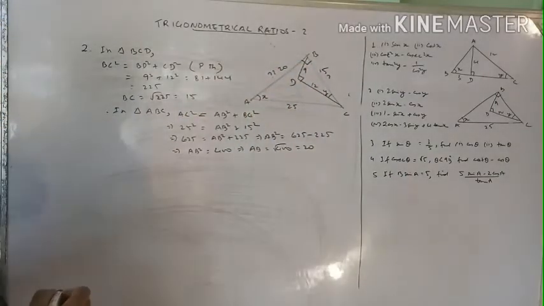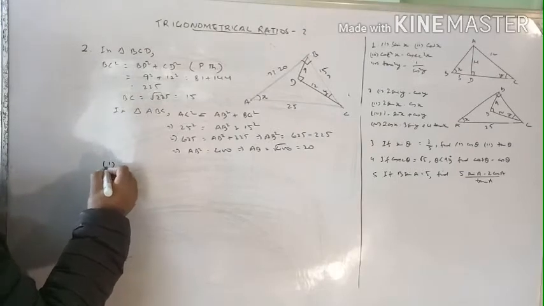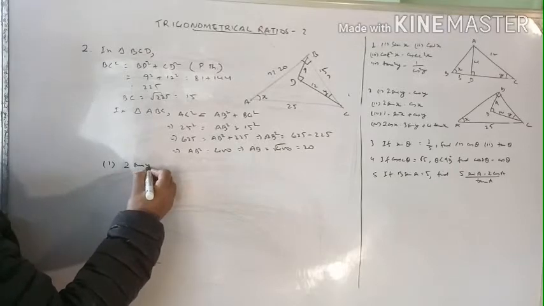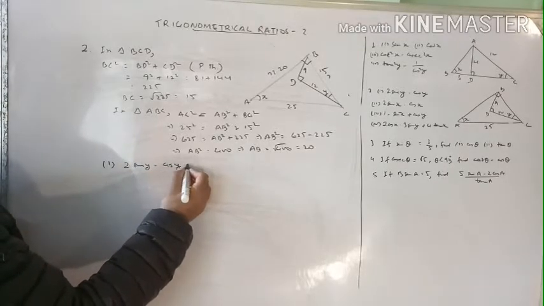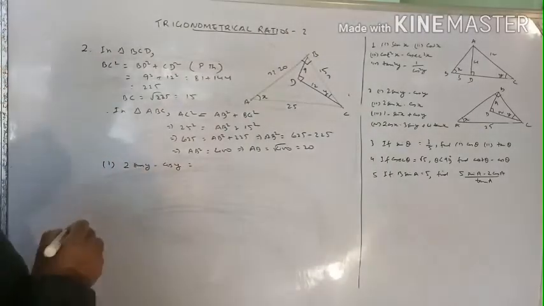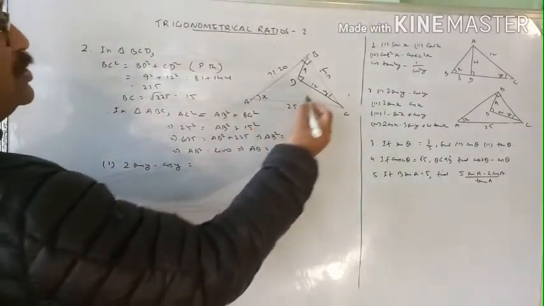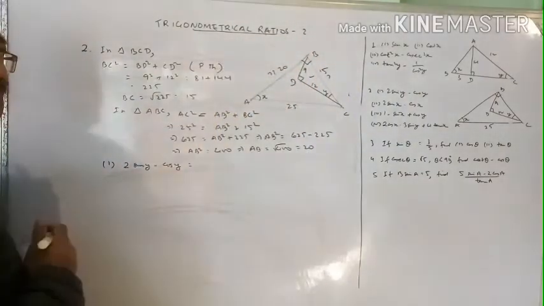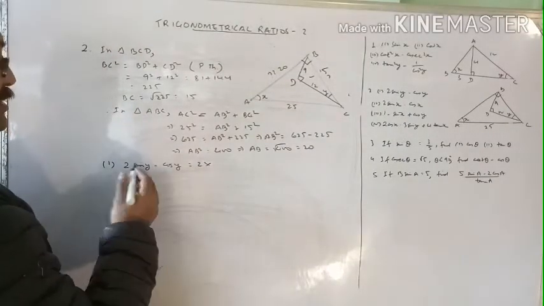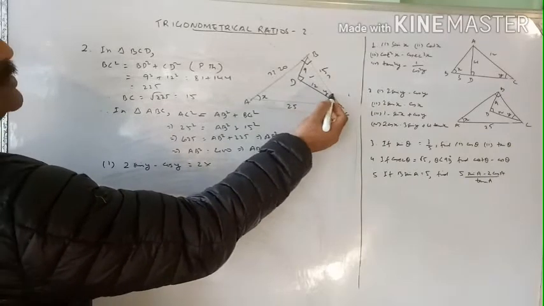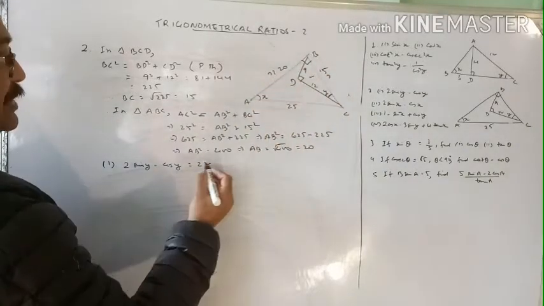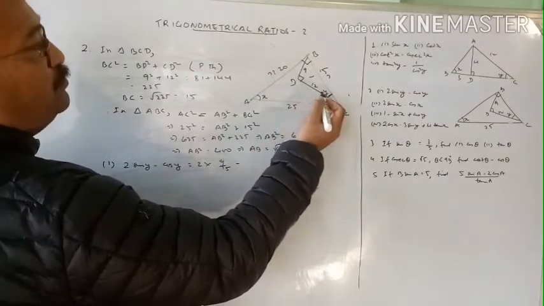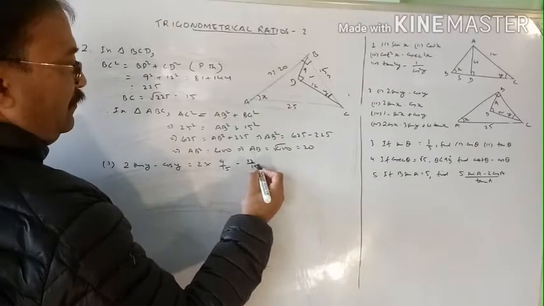Now we have all the sides known. Now we take question number 1. We have to find the value of 2 sin y minus cos y. Be careful, check the angle of reference. Here the angle is y, so we have to take this triangle. If x is given, we take the other triangle. So 2 into sin y, sin is P by H. The angle is here, so this is P, so that is 9 by 15 minus cos y. Cos is B by H, so 12 by 15.